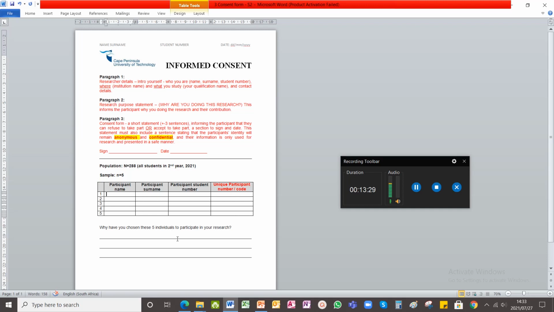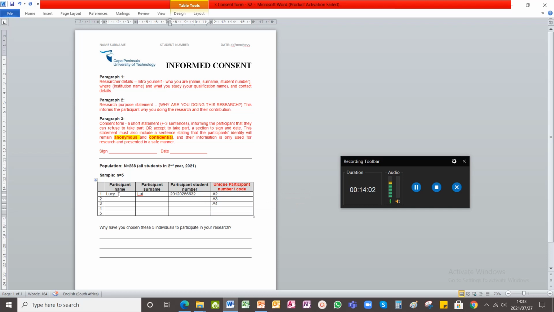Just so that when you do your next assignment, you won't say, so I'll put in an example for you. I'll take it out again. Participant's name is Lucy, surname is Lou, student number is whatever that, and the code I'm going to give is A2. So in a later assignment, when you talk about Lucy, you won't say Lucy said, you would say participant A2 said blah blah blah. Participant A3 said participant A4. Okay, so you're giving them code names.